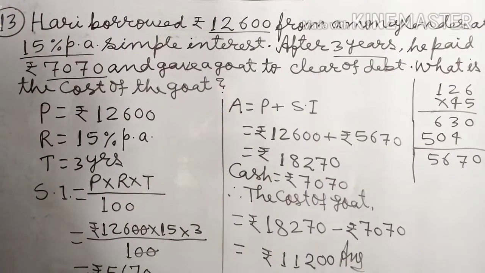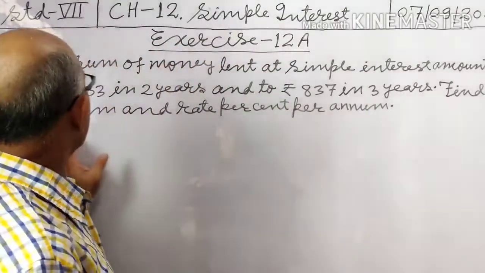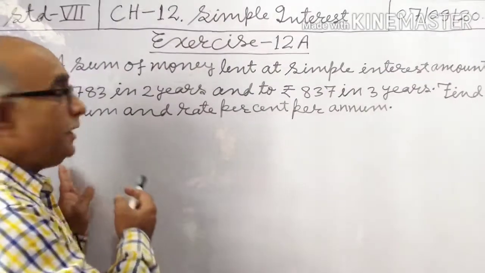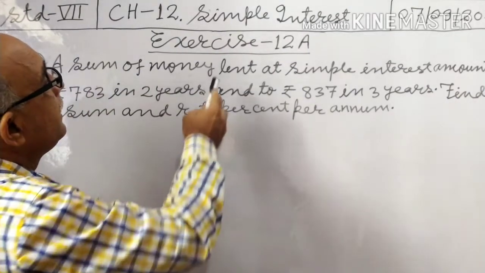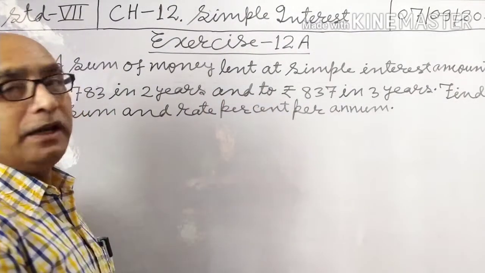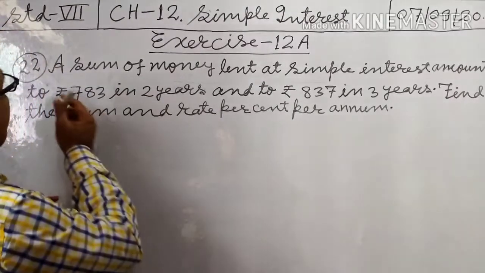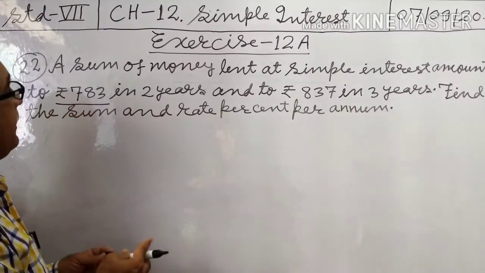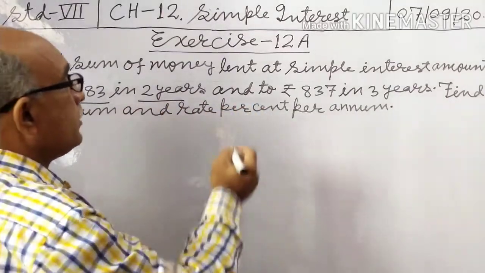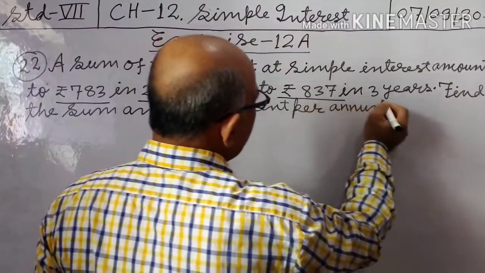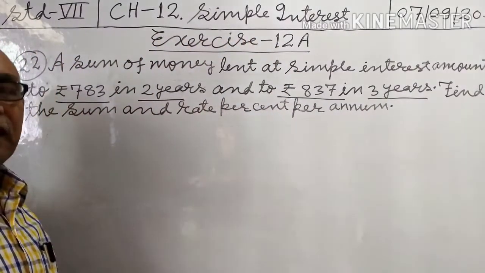Understand and write it. Students, next question is question number 22. It is a very important question for exam. A sum of money lent at simple interest amounts to rupees 783 in 2 years and rupees 837 in 3 years. Find the sum and rate.